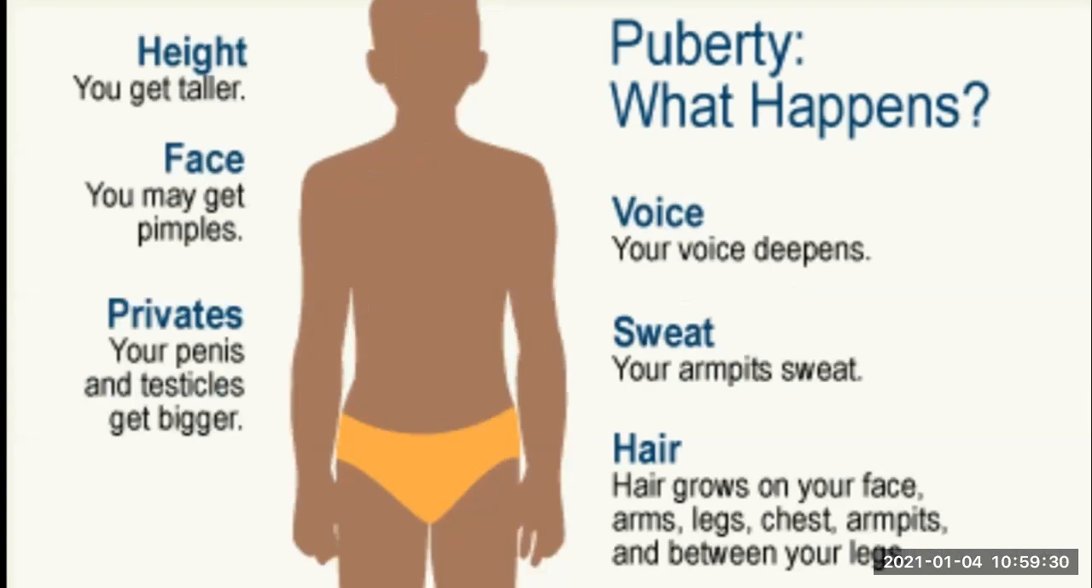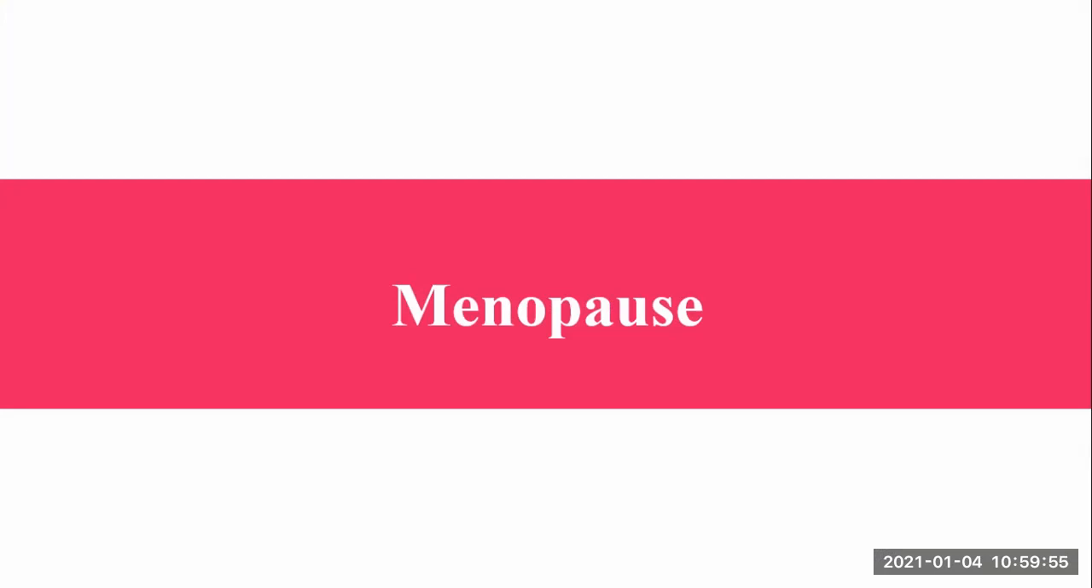About the boys, you get taller. On the face, you may get pimples. About your private parts, your penis and testicles get bigger. Your voice deepens. Your armpits sweat, and hair grows on your face, arms, legs, chest, armpits, and between your legs. So these are some of the changes that we see at the age of puberty.